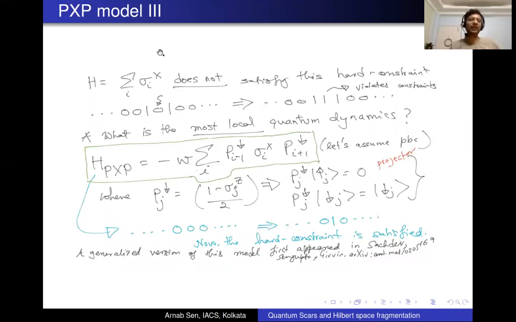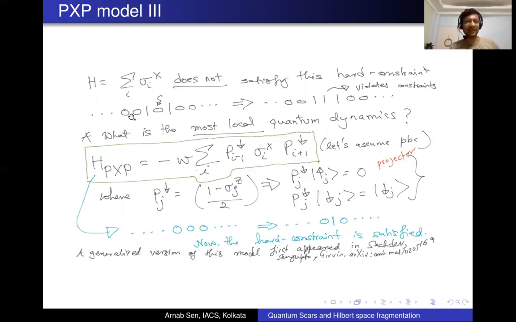So one obvious thing that you might think about is, let me just write down this Hamiltonian. Because after all, as I said, sigma_i^x just flips an up spin to down and flips a down spin to up. But you will immediately see that this kind of an operator does not keep you in your Hilbert space, in your constrained Hilbert space. It is very simple to see that.